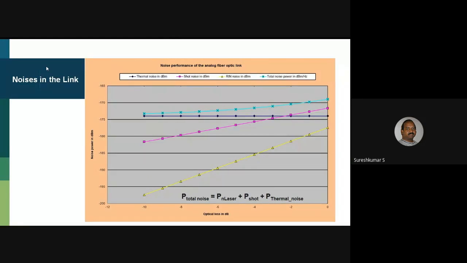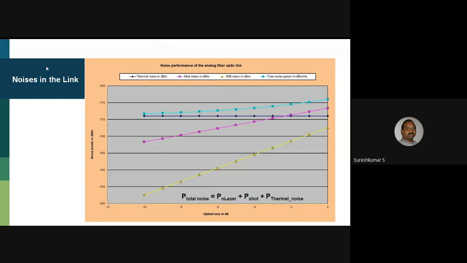We have laser noise, shot noise, and thermal noise. Laser noise is generated by the laser. Shot noise is from the photodiode, and the thermal noise is from the receiver with the photodiode. So you can see three different types of curve. The yellow one is a faint curve. You can maybe see it.